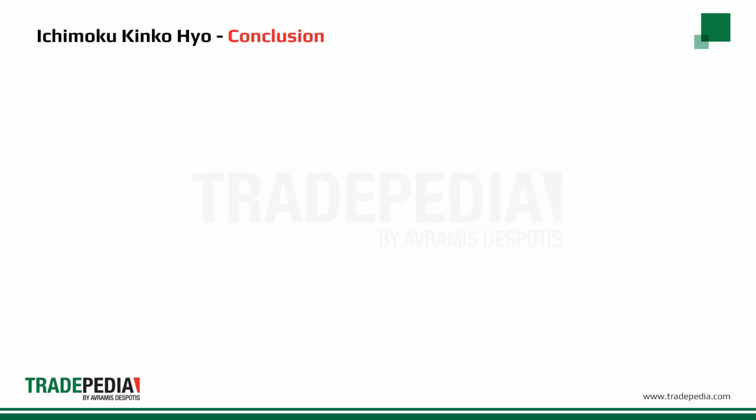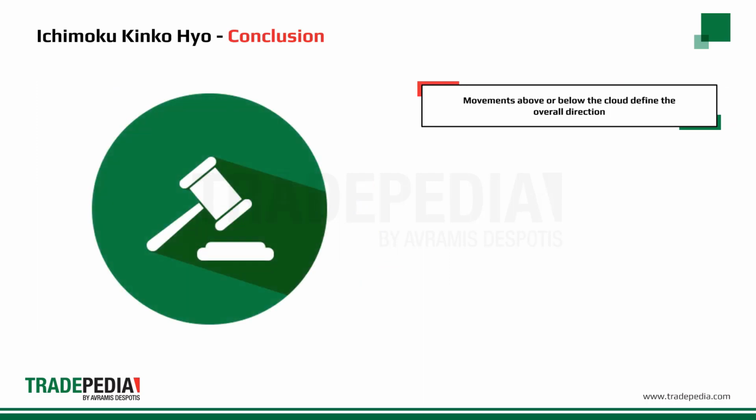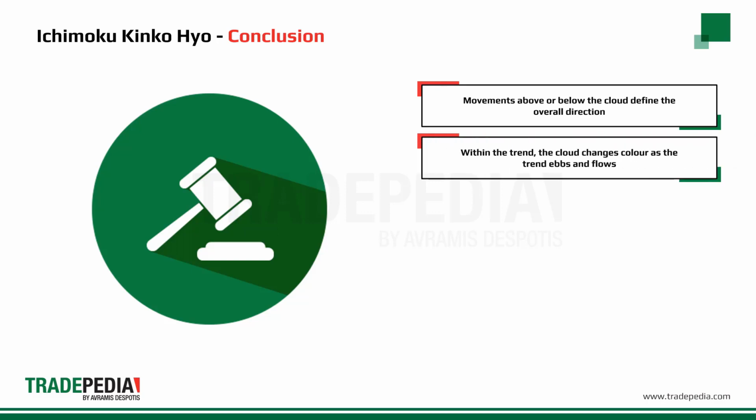To summarize, the trend-following signals focus on the cloud. In general, movements above or below the cloud define the overall direction. If prices are above the cloud, the trend is bullish, and if below the cloud, the trend is bearish. Within the trend, the cloud changes color as the trend ebbs and flows. The uptrend strengthens when the cloud turns green, and the downtrend strengthens when it turns red.